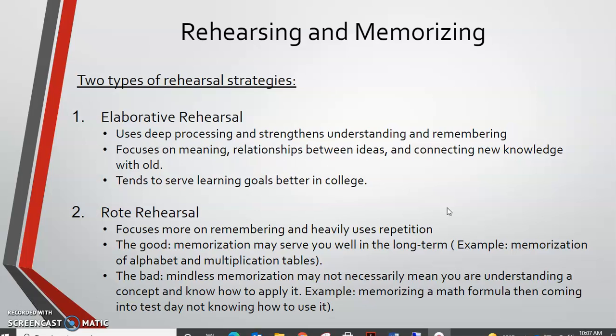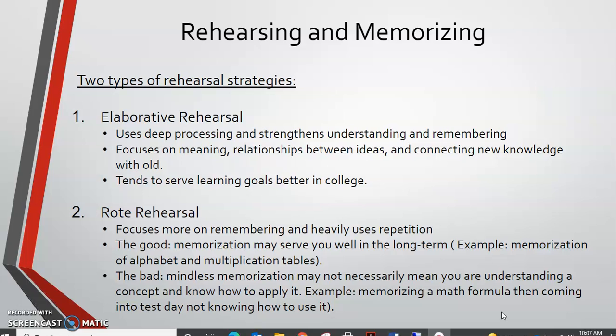The second type of strategy for memorization or rehearsing is rote rehearsal. And in rote rehearsal, this is where you focus more on remembering and heavily using repetition. So the good part of rote rehearsal is that you're able to memorize through repetition, and it can serve you well in the long term. So things will stick to you, like for example, memorizing your alphabet and your multiplication table.